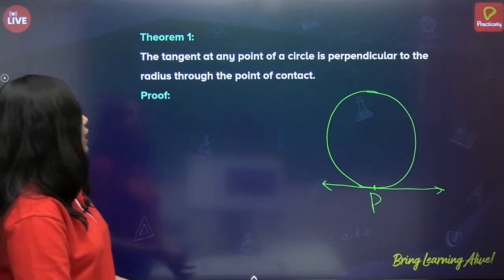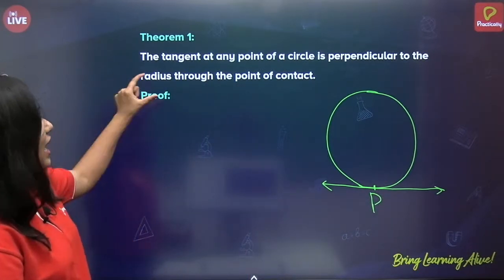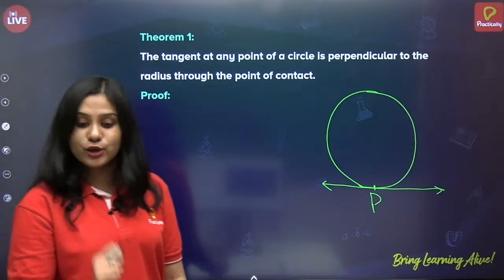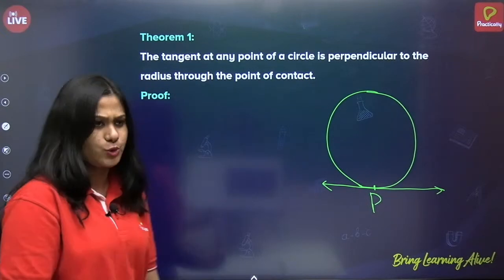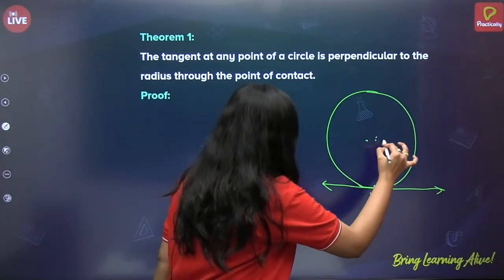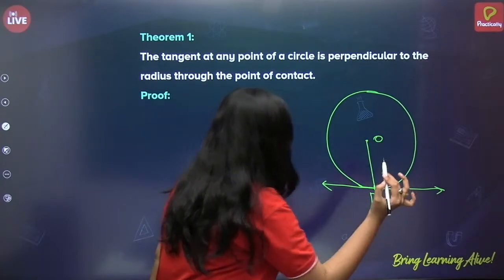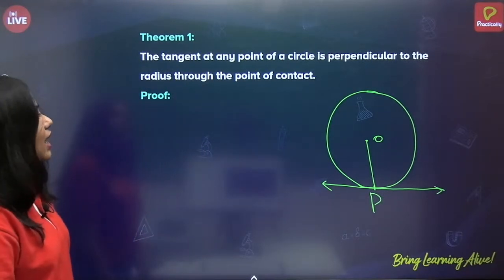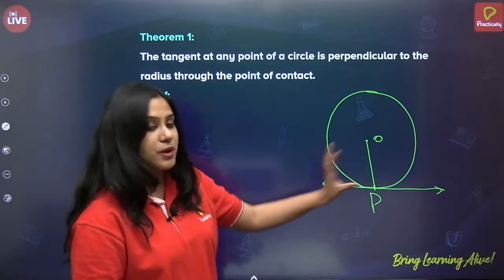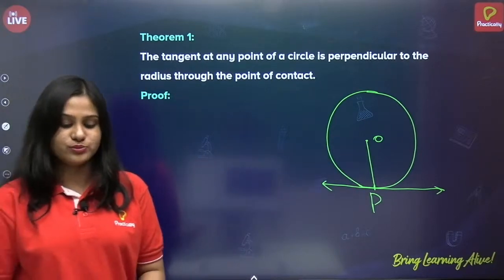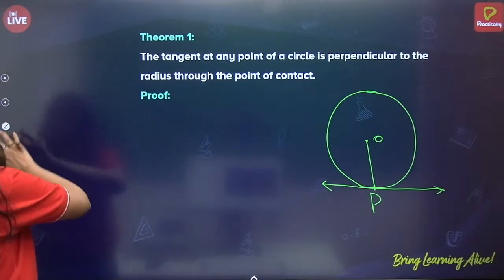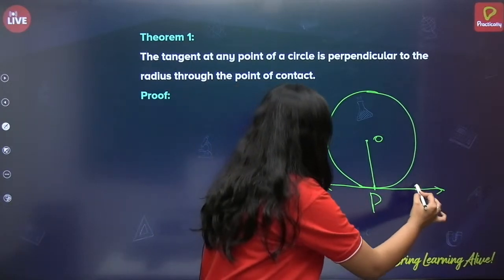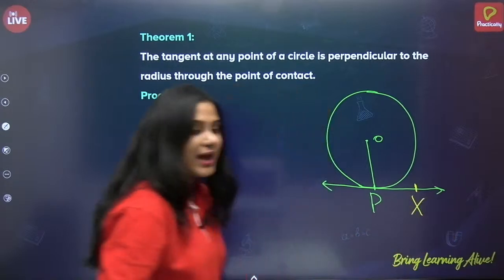Okay. Now, what do we have to show? The tangent at any point of the circle is perpendicular to the radius. So there is also a radius. Let me draw the radius. So OP is my radius, correct? Next. So we have to show that this is perpendicular. So how do we do that? Let me just take another color. Now what I will do is, let me take any point X on the tangent.